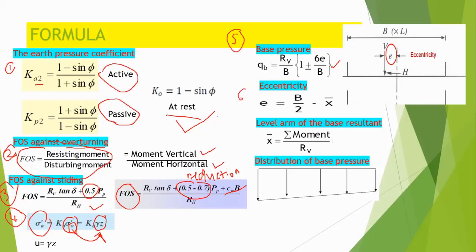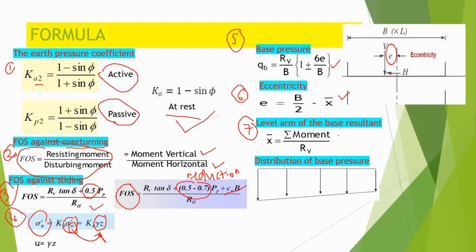Sebab apa unit formula E ni? Sebab you nak masuk dekat sini. Okay, kena ingat ni. Okay, the unit formula is the lever arm of the base resistance. Nak cari ni. Lever arm ni of base resistance. The formula is the total movement, okay, divided by reaction RV.